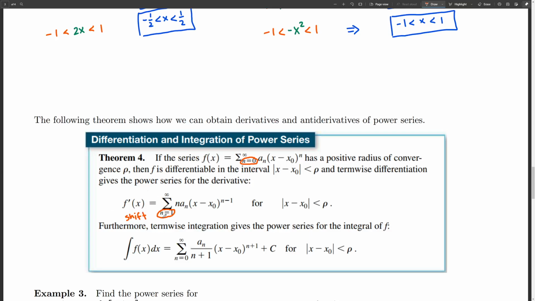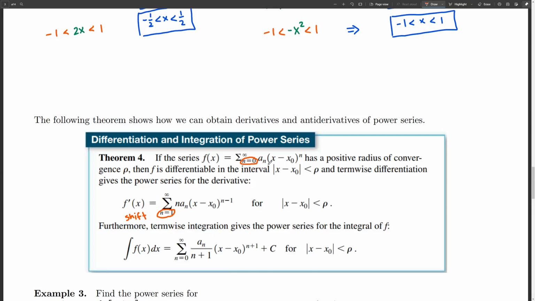So for the derivative, the power series starts at 1. Furthermore, term-wise integration gives the power series for the integral of f. So the integral of f of x dx is the sum from n equals 0 to infinity of a sub n over n plus 1 times x minus x naught to the power n plus 1 plus a constant of integration, for all x for which the absolute value of x minus x naught is less than rho, the radius of convergence.